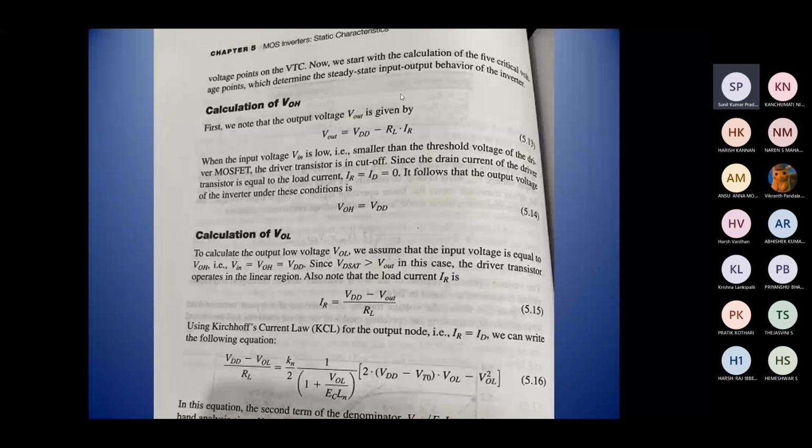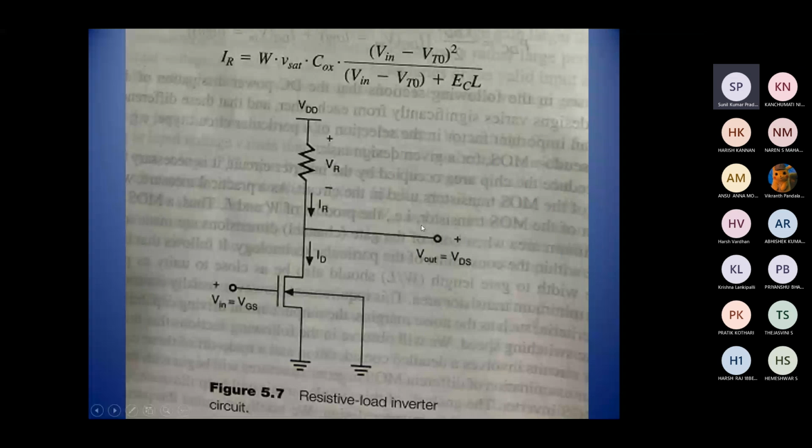Now, we need to calculate the output voltage, or output low voltage, and how we can calculate it. If you note the output voltage V out here, it is nothing but V out equals VDD, the supply voltage, minus the load resistance RL times whatever current is flowing through this load resistance, that is IR. So V out will be VDD minus RL into IR. This is the output voltage that we take.